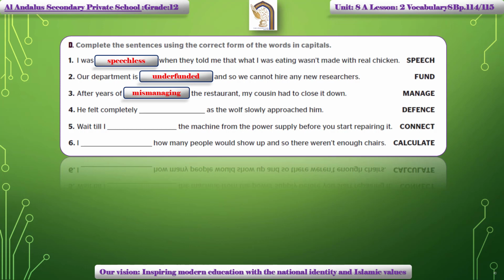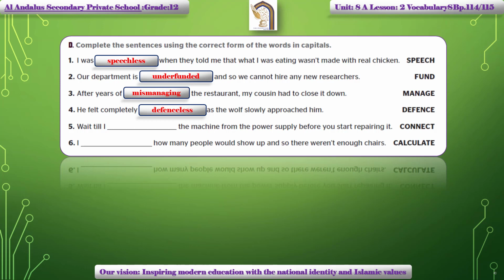Sentence number 4. He felt completely ___ as the wolf slowly approached him. We have got the word defense. Very good answer. He felt completely defenseless as the wolf slowly approached him. When you feel defenseless, this means that you are unable to defend yourself or defend somebody.